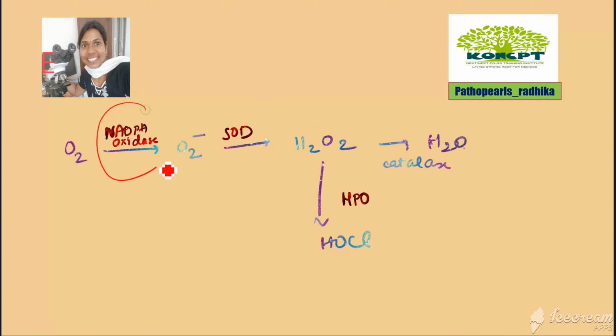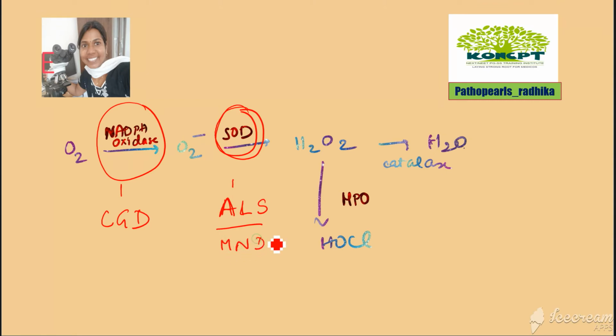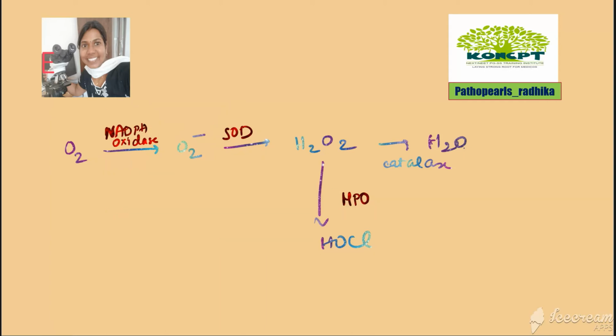So if you don't have NADPH oxidase, what happens? You get something called chronic granulomatous disease. The patient will have recurrent granulomatous inflammation in various parts of the body. If you have a defect in superoxide dismutase, again there is some problem with free radicals, so you can get a disease called amyotrophic lateral sclerosis, especially with different variants of superoxide dismutase. It's a type of motor neuron disease. Similarly, we have myeloperoxidase deficiency.